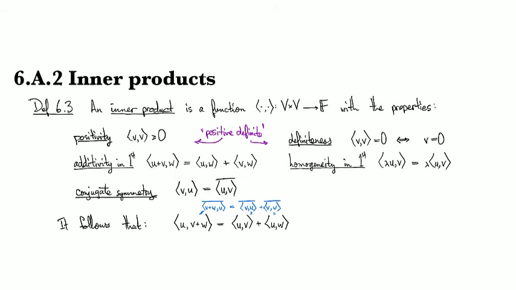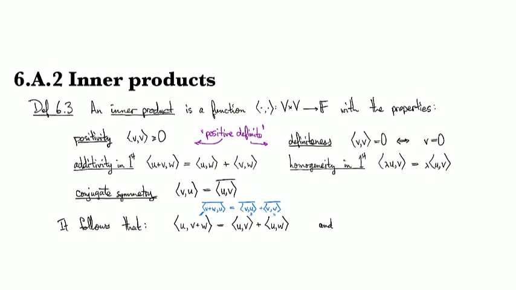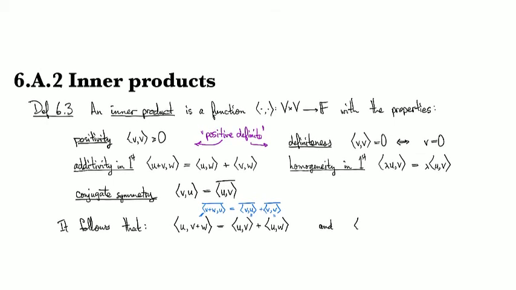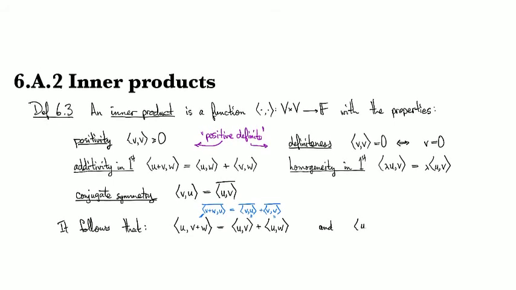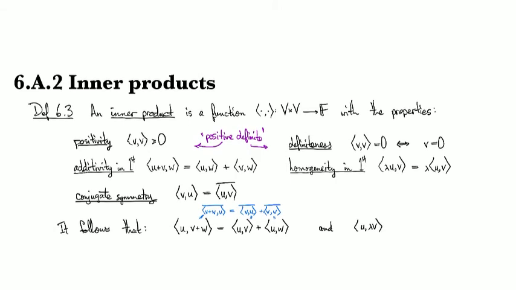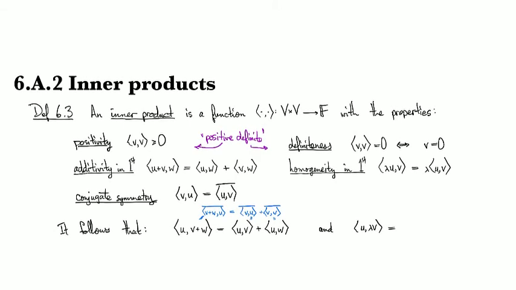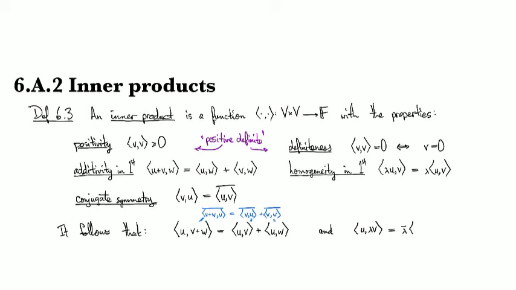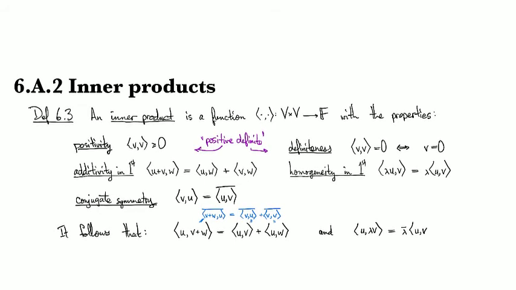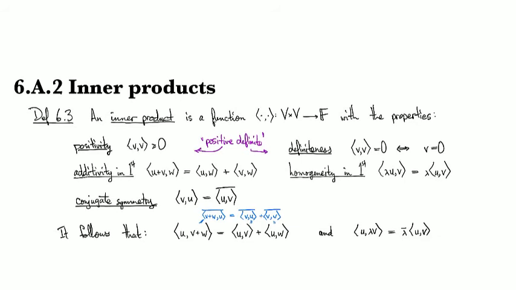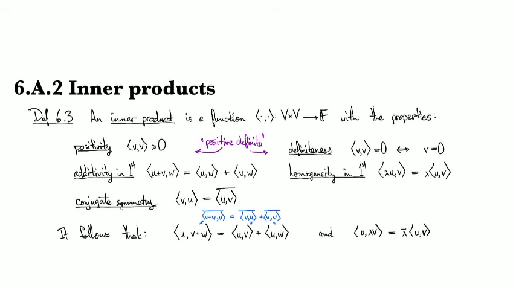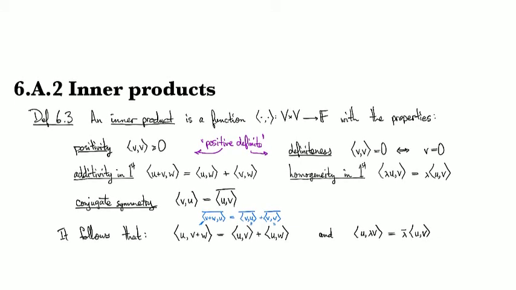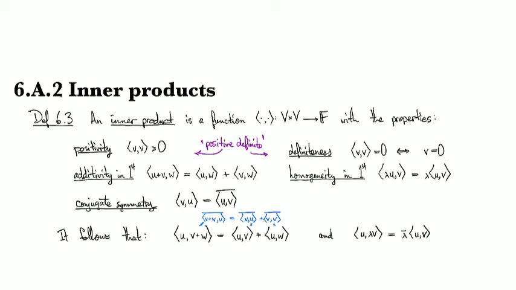And by some similar trick, we also have that if you have a scalar multiple in the second coordinate, then it comes out coming with a conjugate. So it's what we call linear in the first slot and conjugate linear in the second slot.